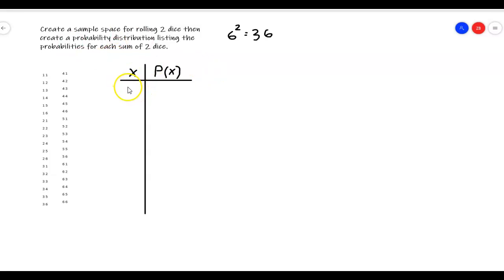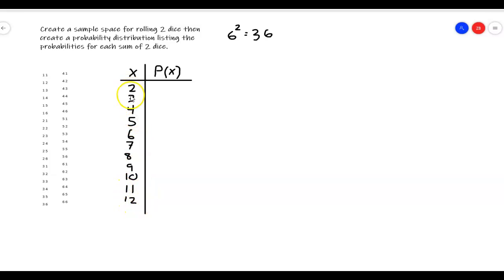Well, we know the minimum that we can get is a 2, right? Because we can roll 2 ones. So the minimum would be a 2, and the maximum would be a 12. That's if we roll 2 sixes. I'm not going to write it in yet because I want to write all the rest of them. We can get a 3, a 4, a 5, a 6, a 7, an 8, a 9, a 10, an 11, and a 12.